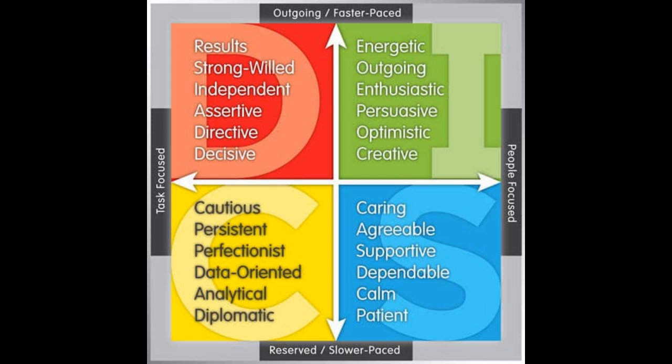DISC theory. How to identify types and use them for effective leadership. The DISC theory is one of the most popular models for understanding human behavior. It is a powerful tool for leaders who want to better understand their teams and use this information to enhance productivity and satisfaction. By recognizing the different behavioral types based on the DISC model, leaders can adapt their management style to meet the needs and motivations of each team member.